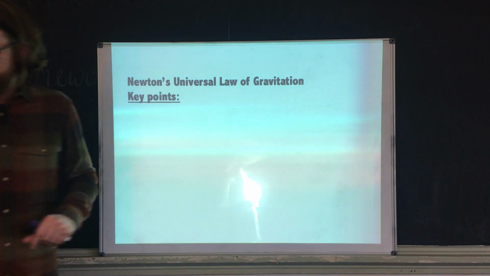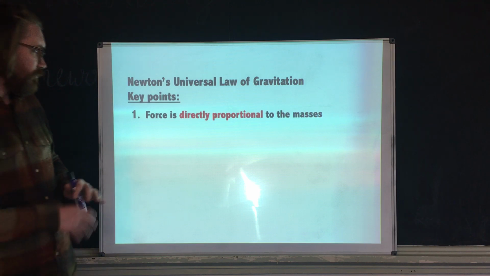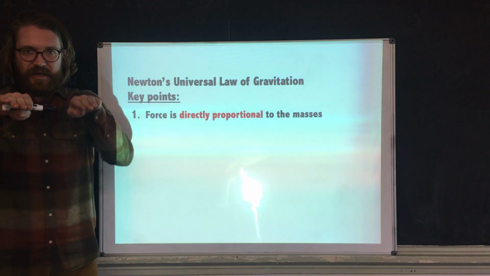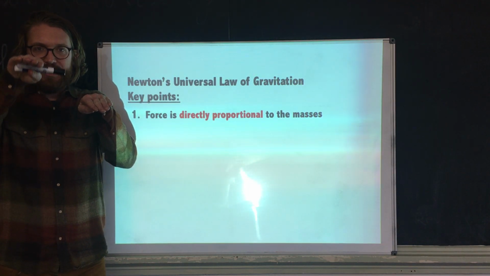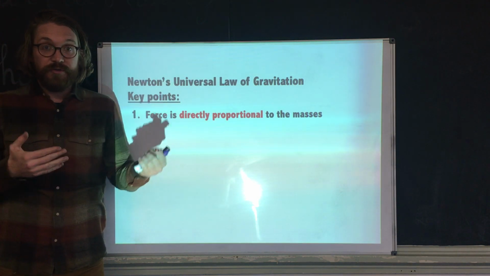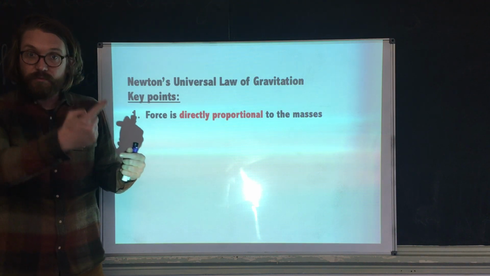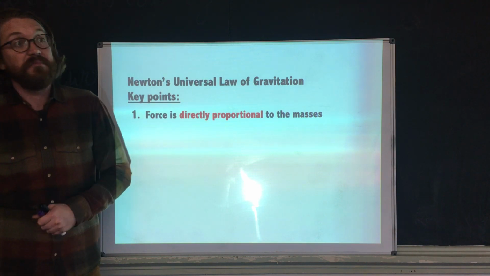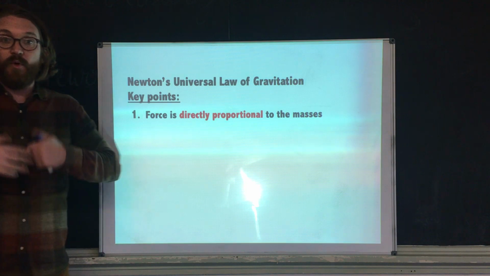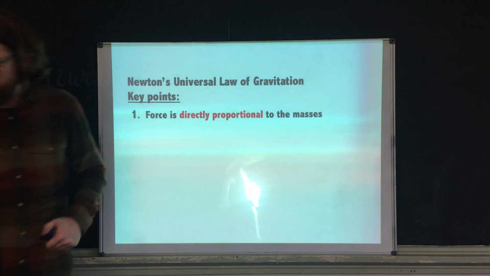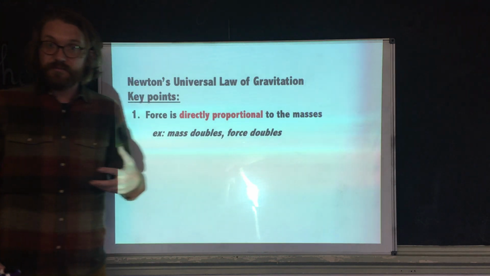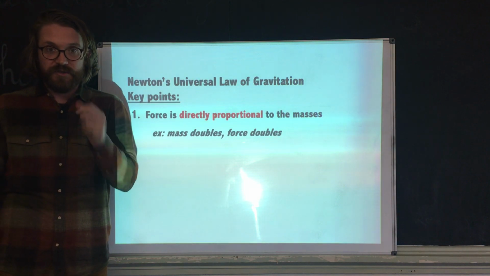All right, two big takeaways that we're going to see mathematically in a second. Number one, the force is directly proportional to the masses, meaning they are direct. So as the mass of an object gets bigger, its force of gravity gets bigger. That makes sense. The Earth is bigger than the moon, so the moon revolves around the Earth. The sun is bigger than the Earth, so the Earth revolves around the sun. The bigger you are, the more gravity you have. And as we're about to see here, this means that if you double the mass, you double the force. Twice as much mass equals twice as much force.